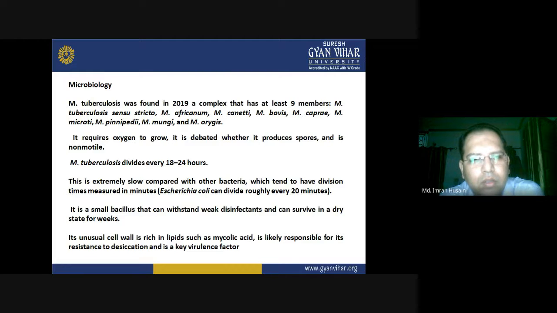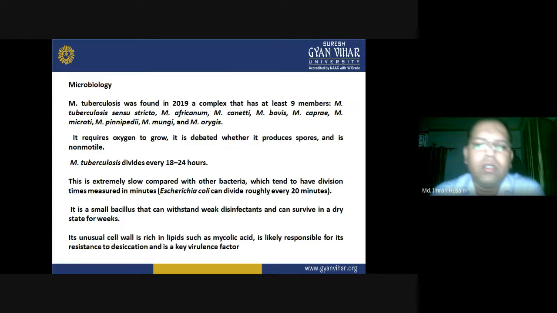Mycobacterium tuberculosis divides every 18 to 24 hours. So it has a division rate of 24 hours. Within the time period of 18 to 24 hours, it will double itself. This is extremely slow compared with other bacteria, which tend to have division times measured in minutes, like E. coli, which can divide roughly every 20 minutes.